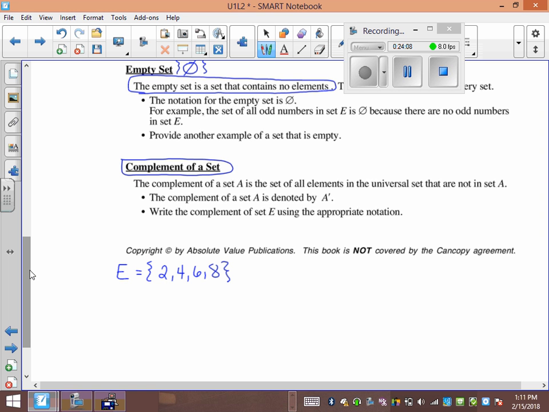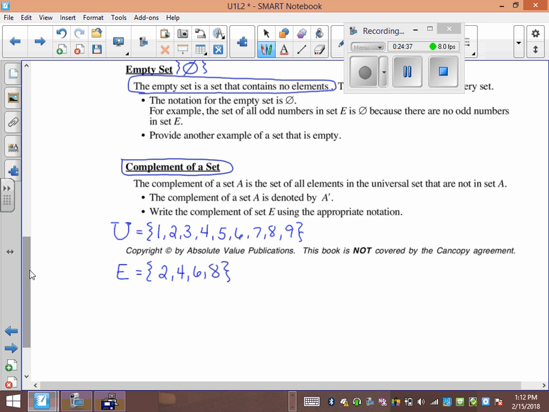So our E is 2, 4, 6, 8. Our universal set is what? What numbers were we allowed to look at? So what do we start at? 1, 2, 3, 4, 5, 6, 7, 8, 9. So our universal set is 1, 2, 3, 4, 5, 6, 7, 8, 9. E has 2, 4, 6, and 8.